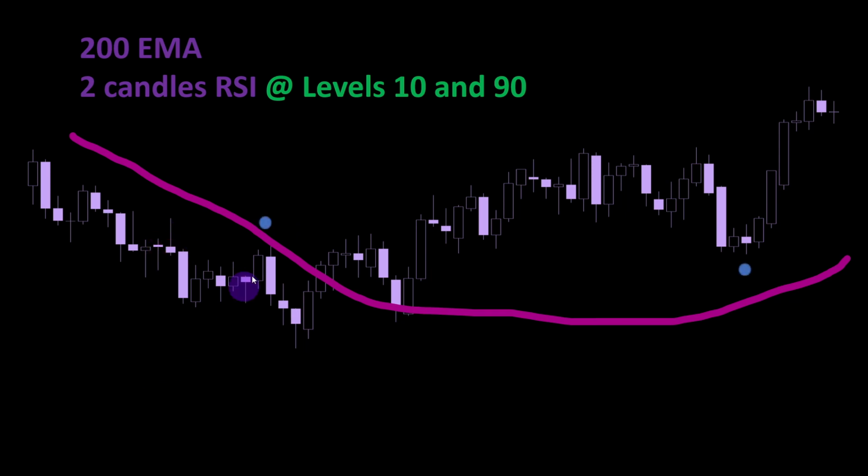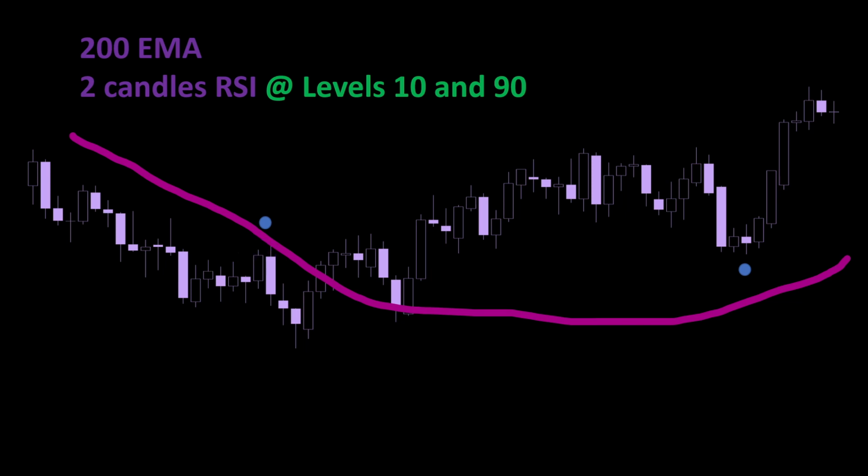So for example, here at this point, we have a price trading below the 200 EMA, and at this candle here, we have an RSI that is reaching a level above 90. So we put this point here just to mark our entry position. So this candle is going to be our entry position. It might be this candle too, because the RSI also is exceeding the level 90 at this point. So since this candle is closing higher than the previous one, it might be a better entry position for our trade.